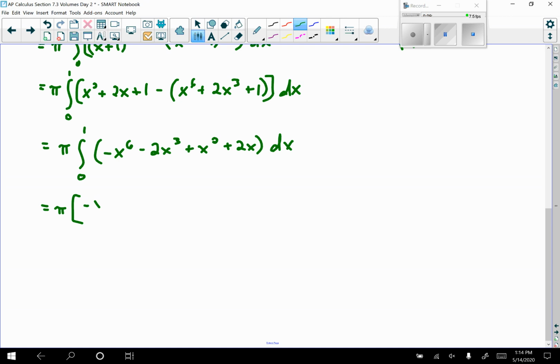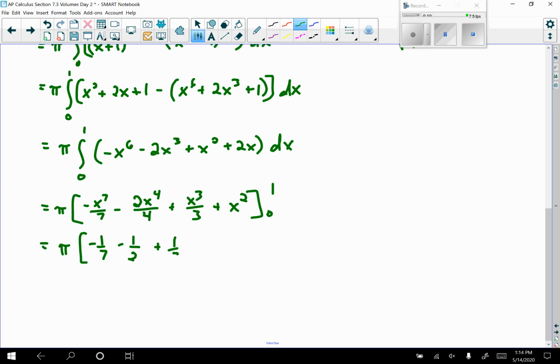All right, so we're going to get a negative x to the 7th over 7 minus 2x to the 4th over 4. That will simplify in the next step, plus x cubed over 3 plus x squared. We could evaluate at this step, so we're going to get a negative 1/7. This will just turn into x to the 4th over 2, so this just becomes a minus 1/2 plus 1 cubed over 3 plus 1, and then technically minus 0.